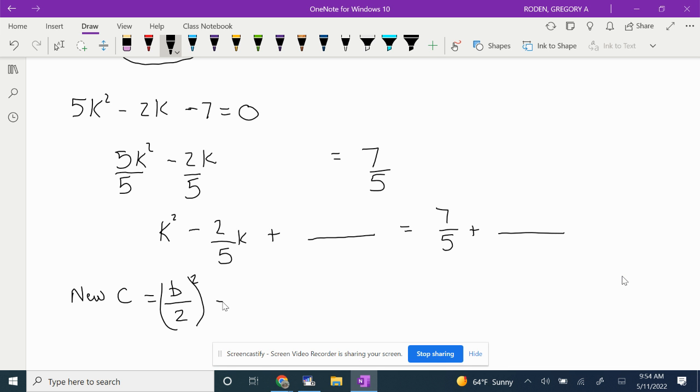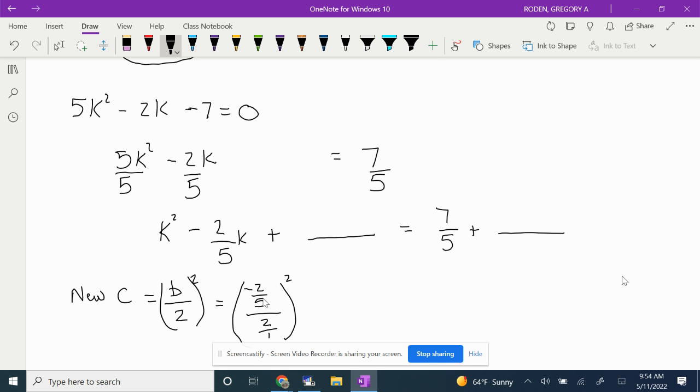But the problem is we've got some ugly numbers here. So B happens to be what, class? Negative 2/5. We're going to divide that, and I'm going to say 2 over 1, and then I'm going to square that answer. Y'all see that? When you divide, I call this a complex fraction.